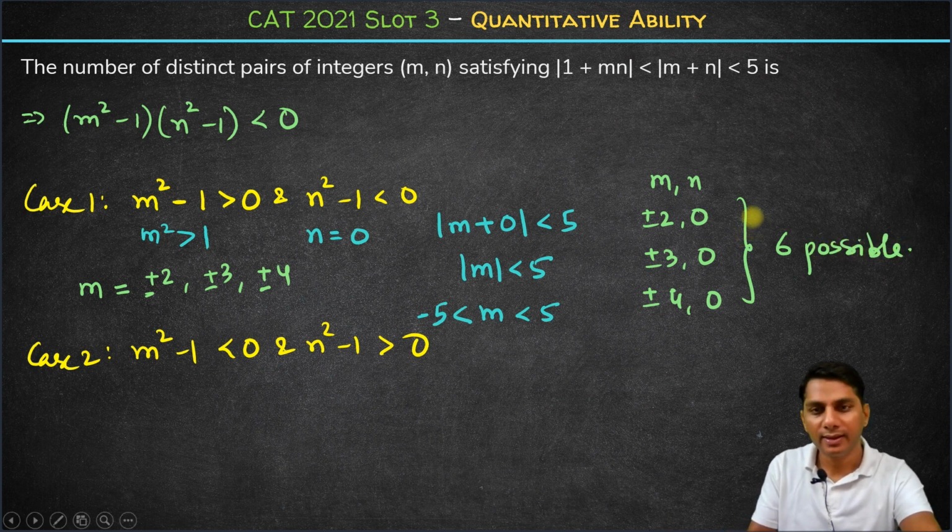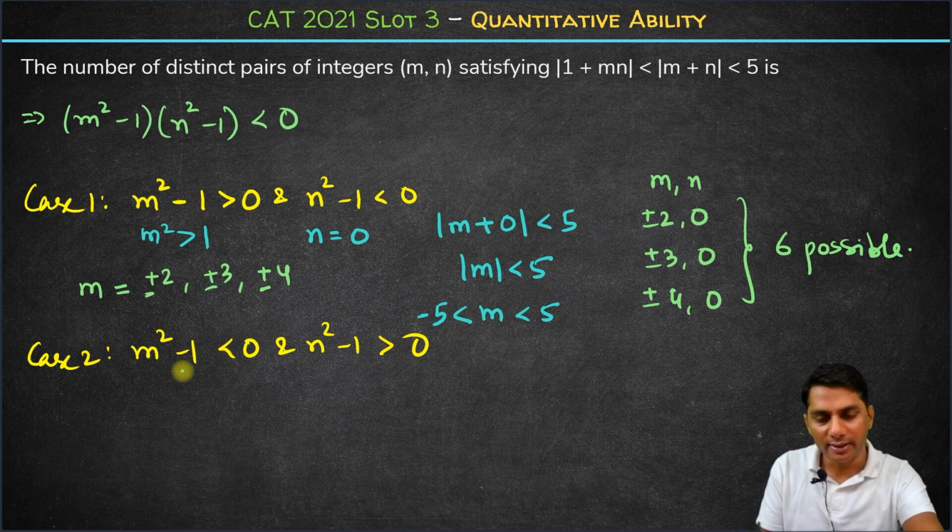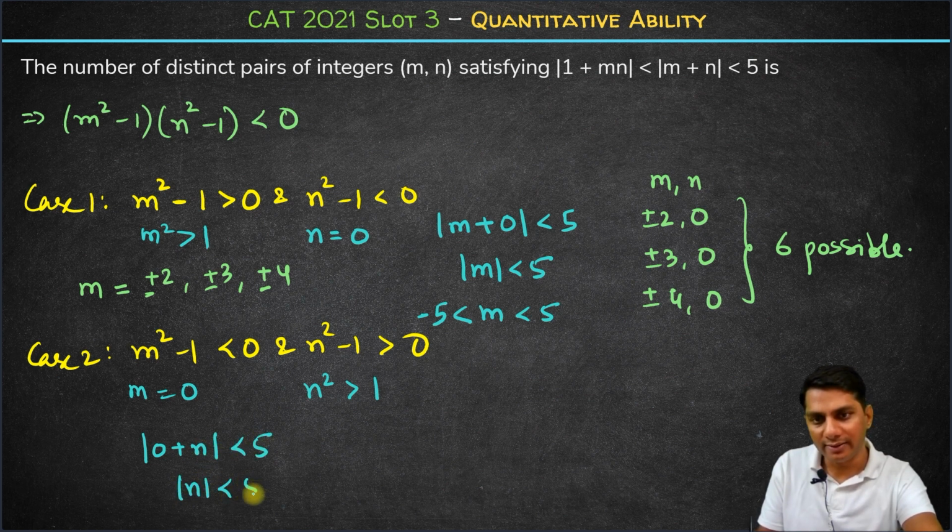Okay. Similarly, if you look at this part here, m square minus 1 has to be negative. Since m has to be an integer, this is only possible when m is 0. Now, m is 0 is what we get. And from here we get n square should be greater than 1. Now substituting m equals 0 over here, we get mod of 0 plus n should be less than 5. That gives us that mod of n should be less than 5. That gives us n should be less than 5 but greater than minus 5.